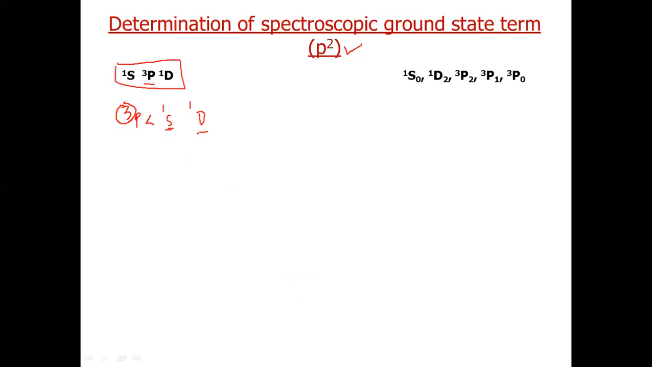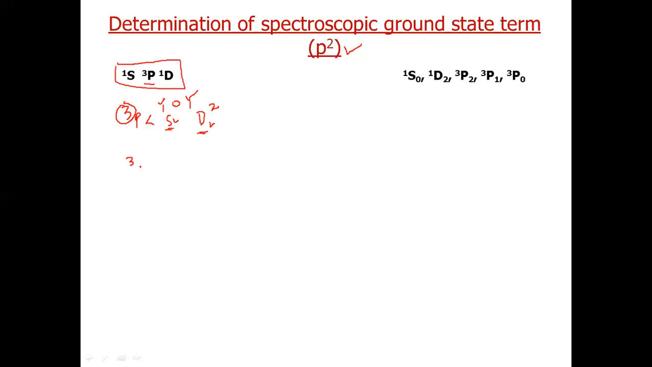Now these two states have the same S, as 2S plus 1 is the same. So their energy will be determined by the value of L. We said that for a given value of S, the higher the L value, the more stable is the state. Now for the 1S state, L is 0. For the 1D state, L is 2. So 2 is more than 0, so 1D will be more stable than 1S.